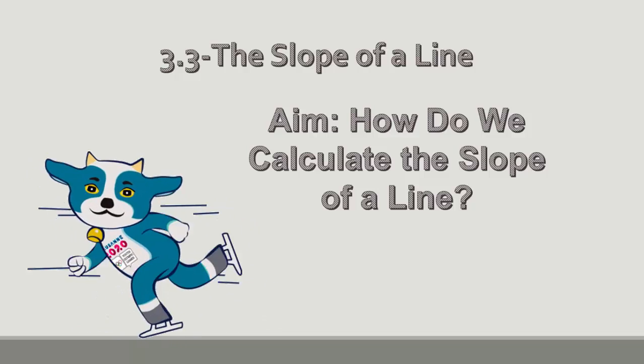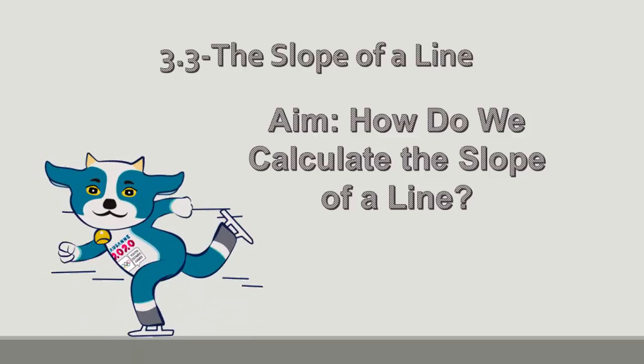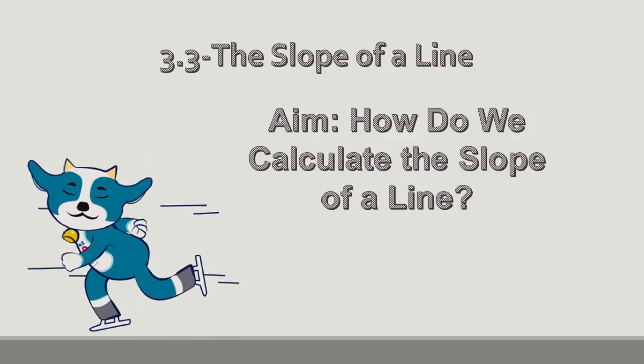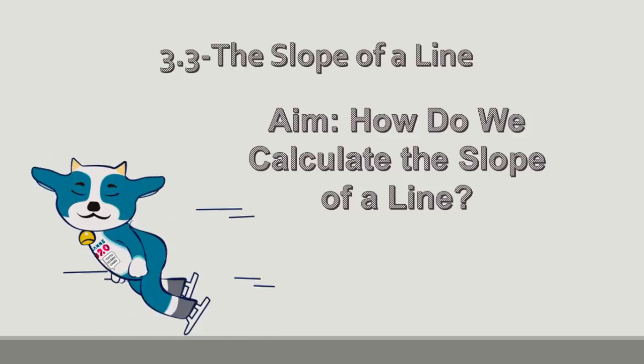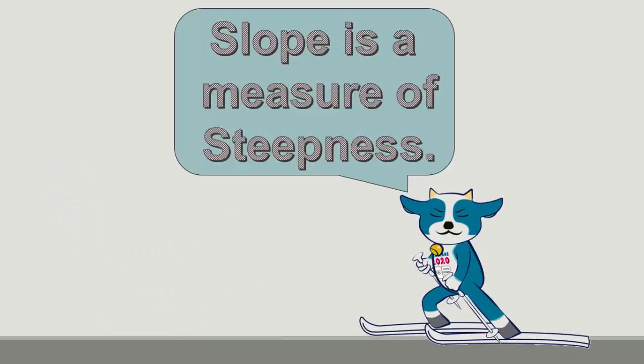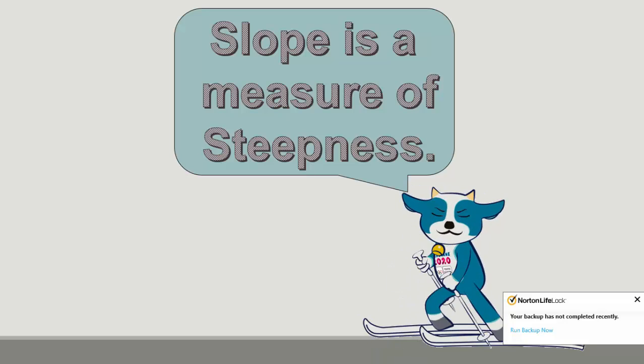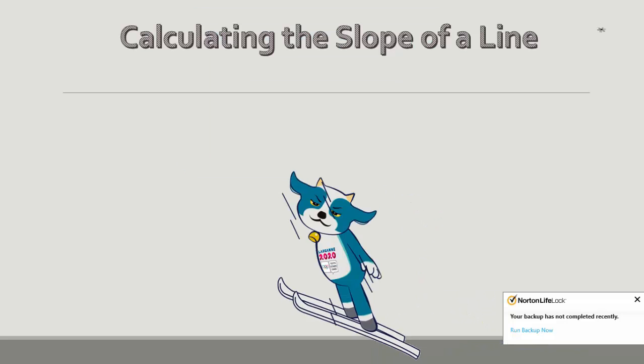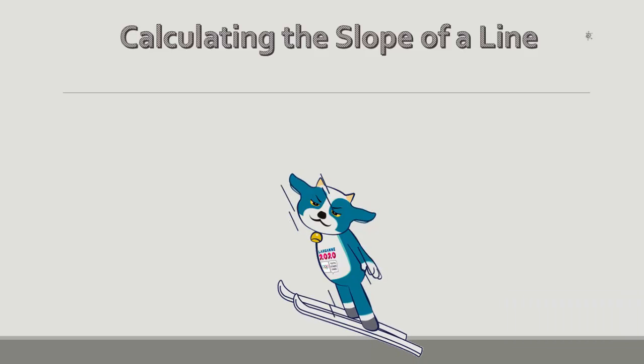Hello, welcome to chapter 3.3, the slope of a line. And we're going to learn in this particular chapter how to calculate the slope of a line. The slope of the line is the measure of steepness, meaning how crooked the line is. Calculating the slope of a line.